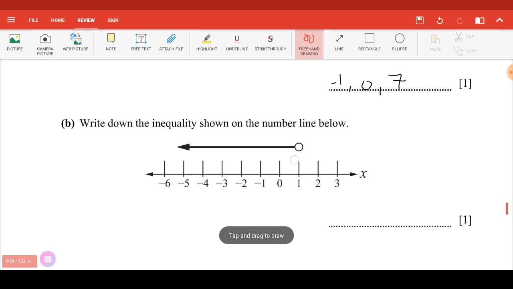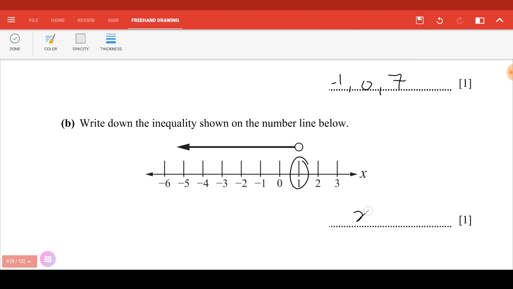Write down the inequality that's shown in the number line. As you see, this is x less than 1. This is the only right answer. The right answer is less than 1, not equal.